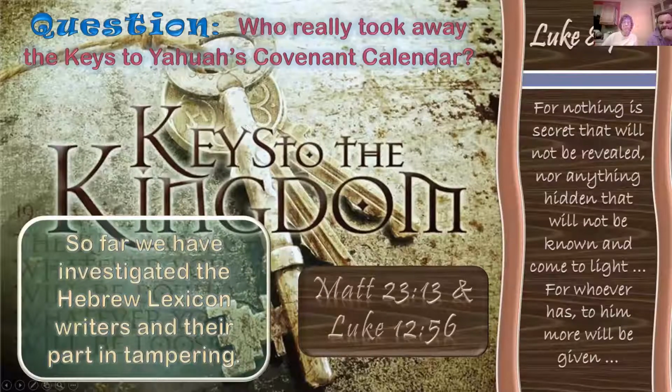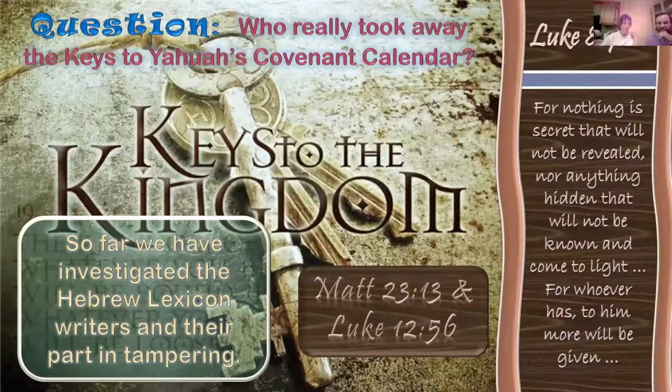Anyway, I want to read the verse here in Luke 8:7 because it says, "For nothing is secret that will not be revealed, nor anything hidden that will not be known and come to light. For whoever has, to him more will be given." And the last part of the verse says that who hasn't, it will be taken away.